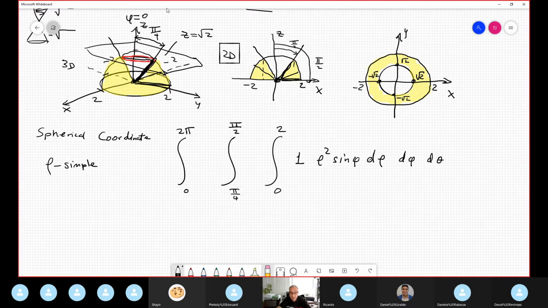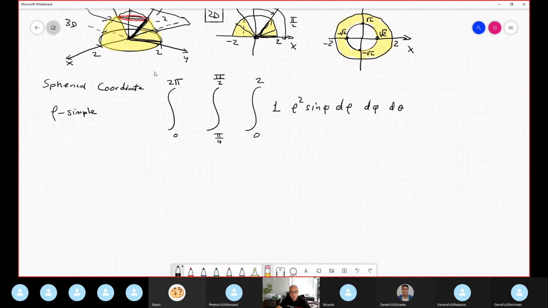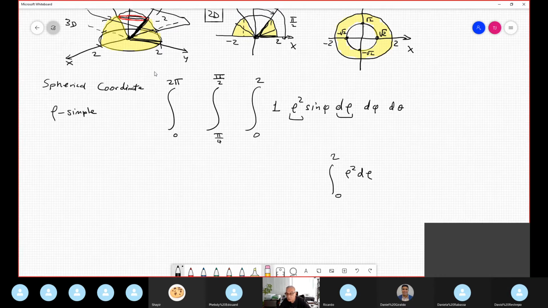Okay, we can separate in different integrals. Of course we can. Okay, because the limits are constants, and also the integrand function is separable. So we can separate, for example, the first integral sería from 0 to 2 of rho squared d rho. You take this, and this here. Rho 0 to 2.